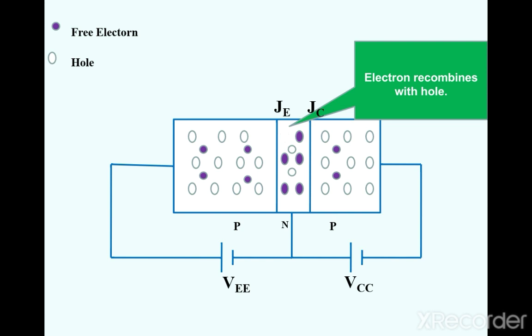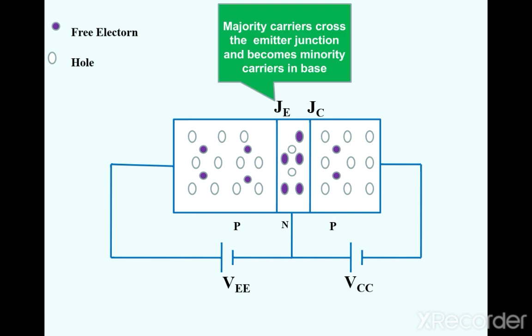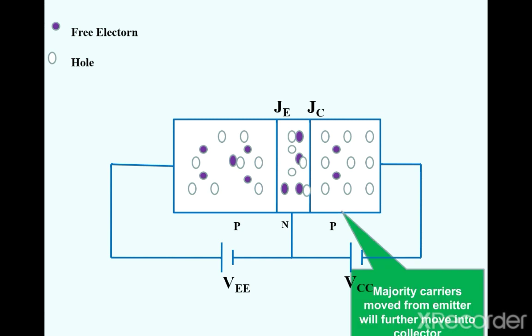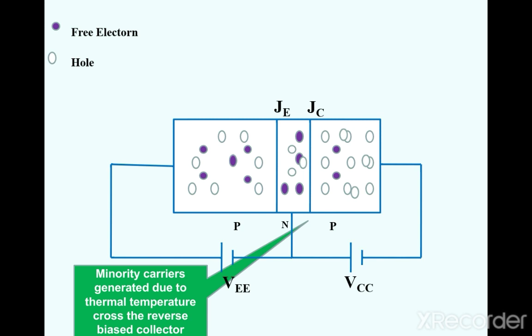See in the animation, they are moving like this. Majority carriers cross the emitter junction and become minority carriers in the base. Majority carriers moved from the emitter will further move into the collector. Minority carriers generated due to thermal temperature cross the reverse biased collector.